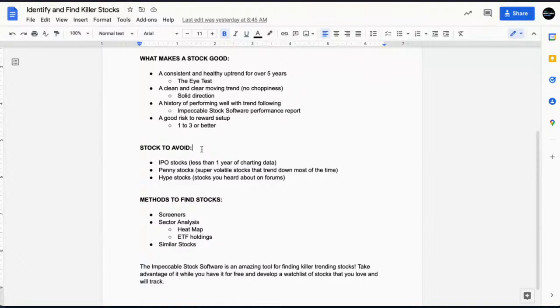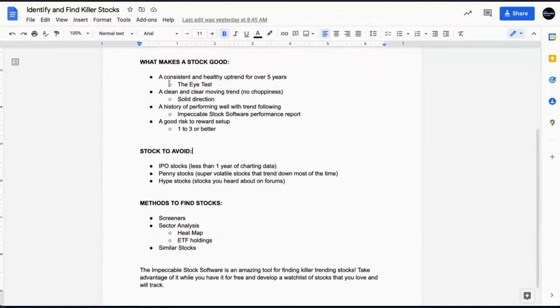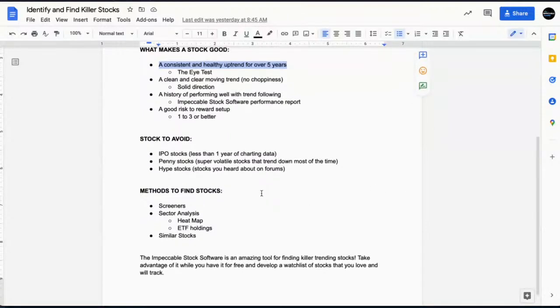Penny stocks. Penny stocks are super volatile, and again, they shouldn't even be in your list of good stocks. Why? Because they will not pass the eye test. They will not pass a healthy uptrend over 5 years. Most penny stocks are consistently trending down until someone decides to pump it up, and then it takes off, and then it goes back to downtrending. So again, stay away from penny stocks.